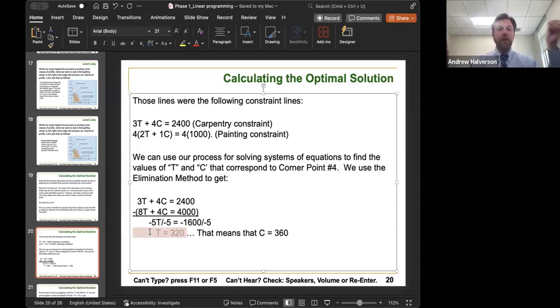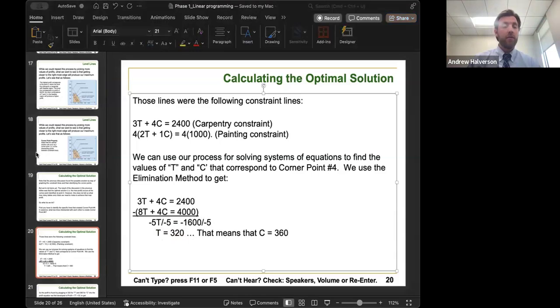Remember what t is, the number of tables. Oh, that's the number of tables we're going to make. 320 tables in order to maximize our profit. Well, how many chairs are we going to do? Well, now that we have t, go back to one of your original equations.